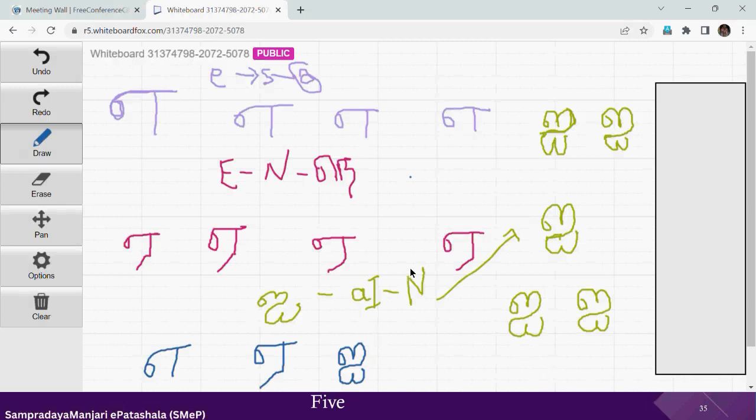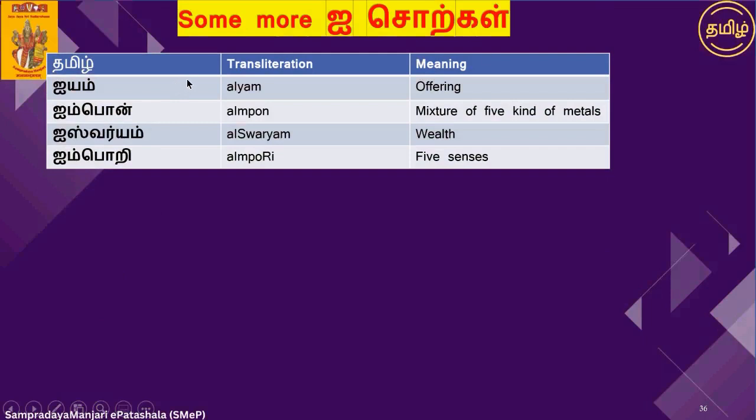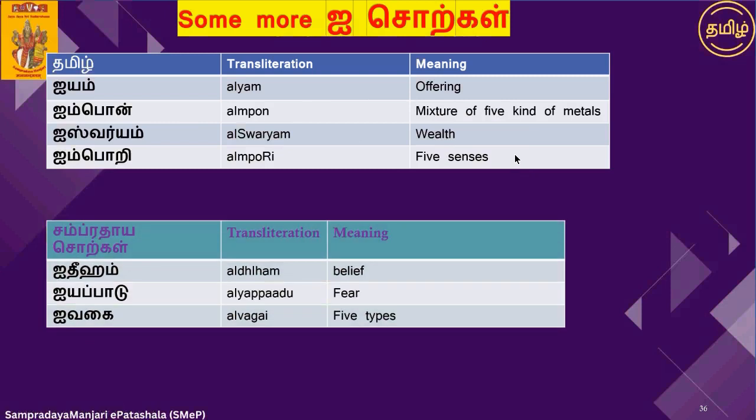Okay, so we'll see some more words in ஐ. ஐயம் means offering. We have different meanings, but we have taken this meaning. ஐம்பொன், a mixture of five metals. ஐம்பொன் சிலை is a very common term. ஐஸ்வர்யம், wealth. ஐம்பொறி, five senses. ஐம்பொறி, ஐம்புலன்கள். ஐ means five, so we write it together with ஐ. ஐம்பொன், five kinds of metals.